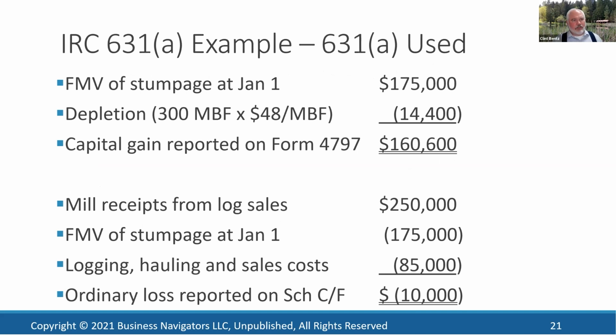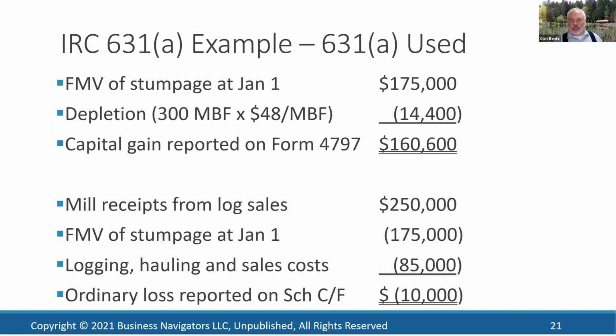So now we're two taxpayers. So the first one's a timber grower. The fair value of the stumpage was $175,000. So we have the $175,000 minus our depletion. We now have a capital gain of $160,600. And then on the Schedule C, we're going to report the mill receipts. And then we're going to take the fair market value of that stumpage, $175,000, because that's what we paid ourselves for the stumpage. That's a deduction. It's a cost of goods sold, minus the logging, hauling, and sales costs. And now we've got a loss on the Schedule C of $10,000.